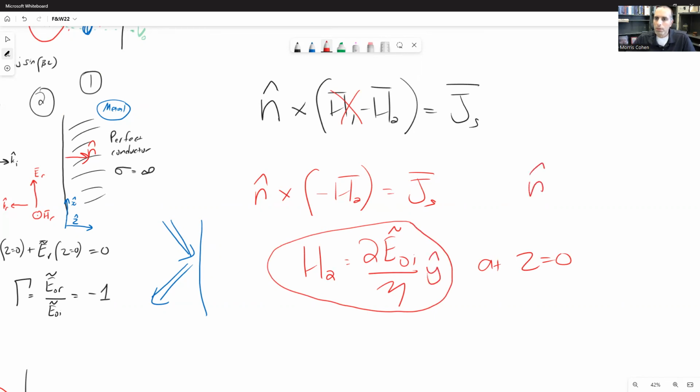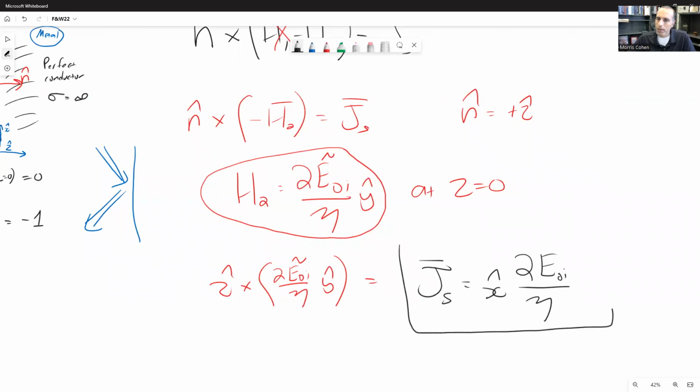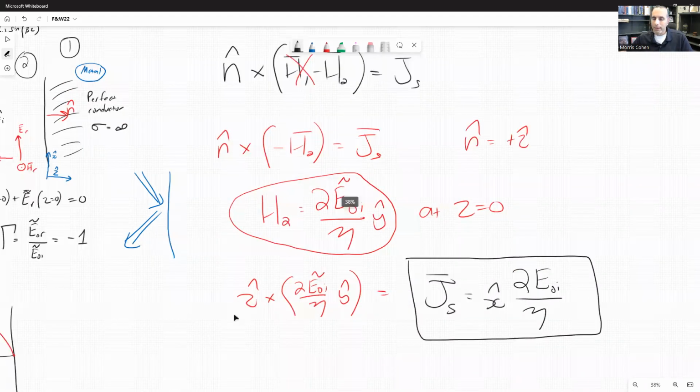In this case, n hat equals positive z hat. So if we take z hat and cross it with 2 E0I divided by eta in the y direction, what you get is a non-zero surface current that looks like this. So Js, the surface current, is oriented in the x direction, that's z hat cross y, and it has a magnitude of twice the incident electric field divided by eta. So let's take a look at this and put it into context.